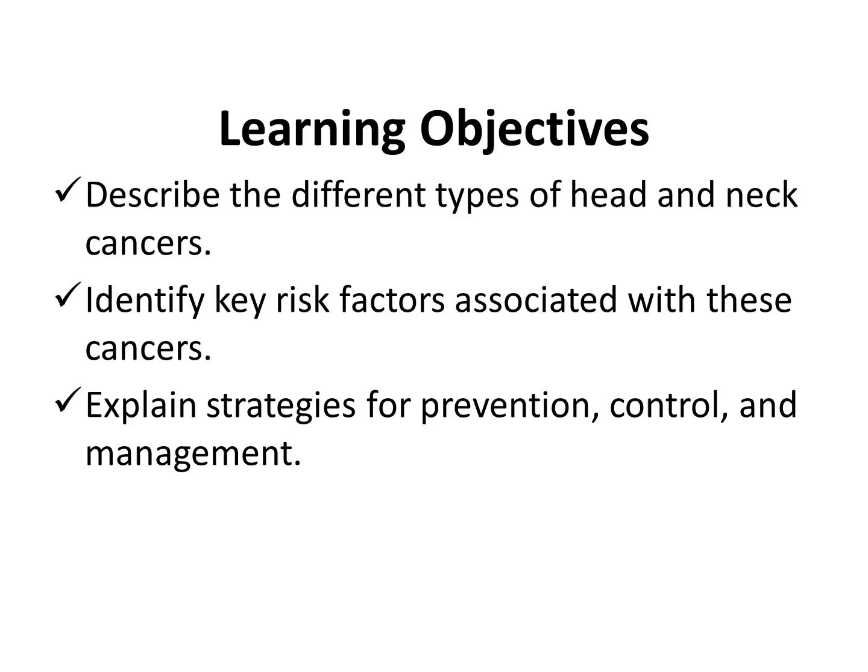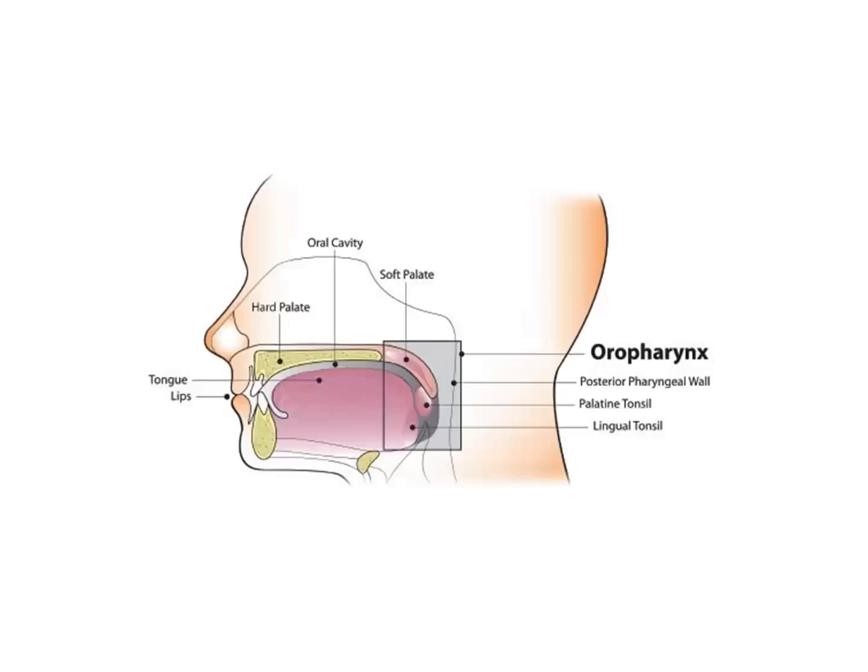The first objective is to describe the different types of head and neck cancers. Second one is to identify the risk factors associated with these cancers. And the third one is to explain the strategies for prevention, control, and management. As you all know that we are from CHS, Community Health Sciences. And the third point is very important in this regard to prevent and to control the illnesses and issues and to manage these. Now, going forward, we will start with the anatomy of the head and neck.